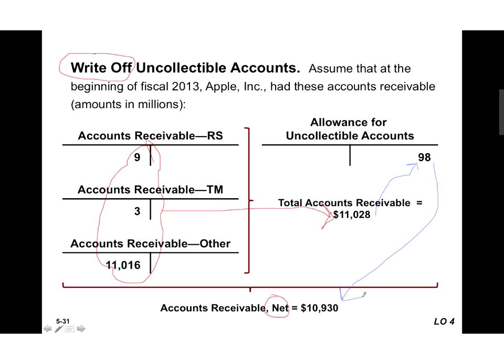Okay, so net realizable value is accounts receivable minus the allowance. And Haley's typing it in the chat room. Net realizable value, accounts receivable minus the allowance. That's how much you expect to be able to collect. The allowance is what you don't expect to be able to collect.